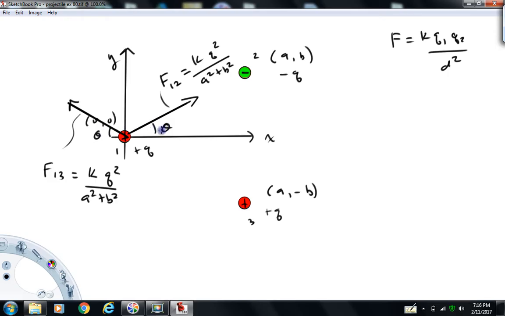So now let's start talking about adding them. Notice that the magnitudes are the same and these angles are the same. So when we add these force vectors, their x components are going to add to 0. So I'm just going to state that over to the right. Fx is going to be 0, and I'll just say by symmetry of the problem.